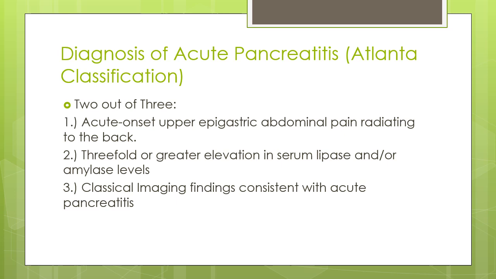The Atlanta classification states that 2 out of 3 of the following will support the diagnosis of acute pancreatitis. Number 1, an acute onset epigastric pain radiating to the back. Number 2, a threefold or greater elevation of your lipase and/or your amylase level. And number 3, the classical imaging findings in acute pancreatitis.